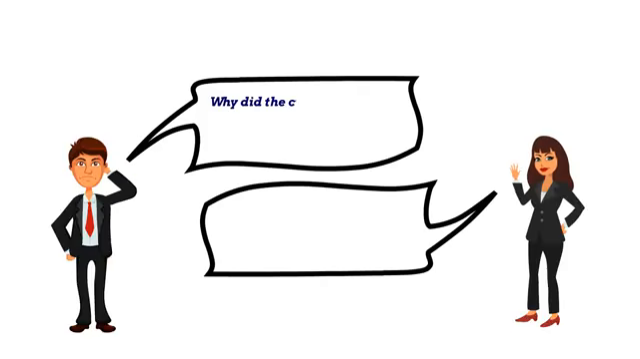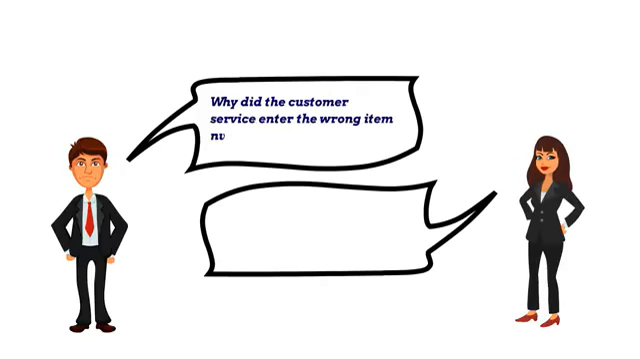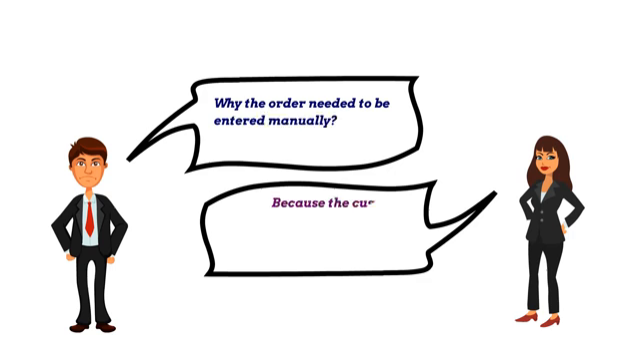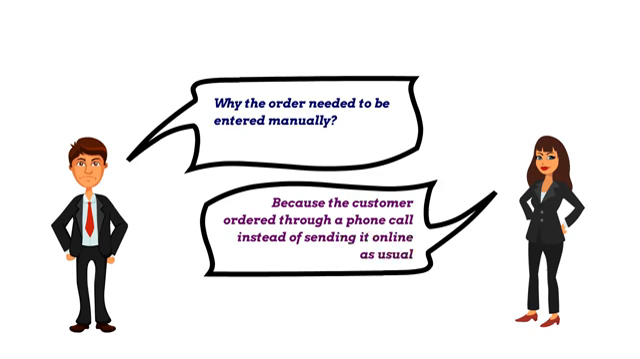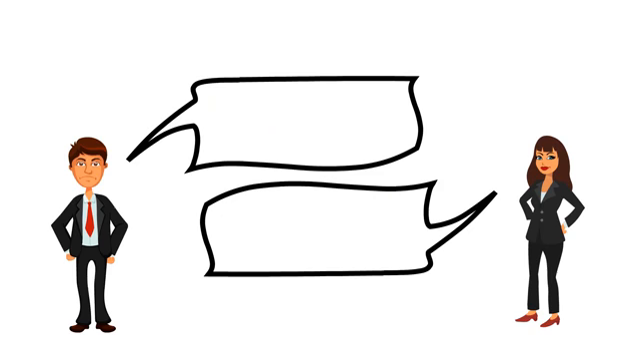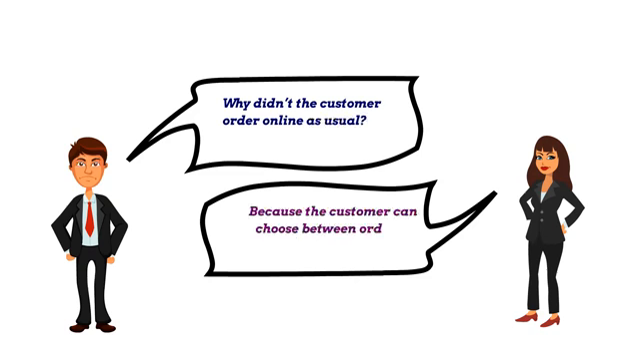Why did customer service enter the wrong item number? Because customer service needed to enter the order manually. Why did the order need to be entered manually? Because the customer ordered through a phone call instead of sending it online as usual. Why didn't the customer order online as usual? Because the customer can choose between ordering online or through a phone call.